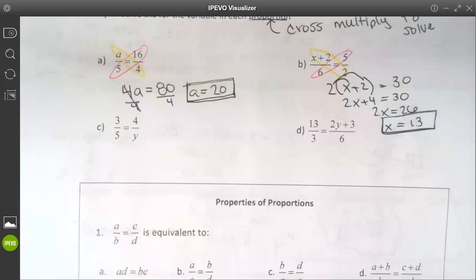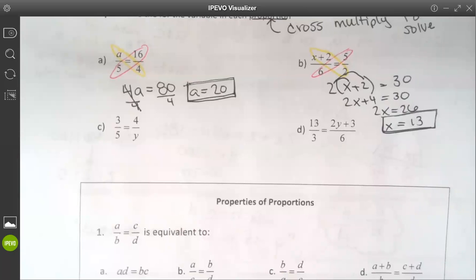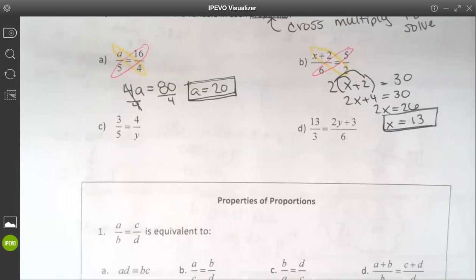So I'm going to ask you to try C and D on your own. I will tell you that they are both fractions, so don't stress that they're not pretty answers like A and B are. You're going to get a reduced fraction. C is just going to be a fraction. But use that cross multiplication, see how you would set it up, and we'll compare answers in a minute.